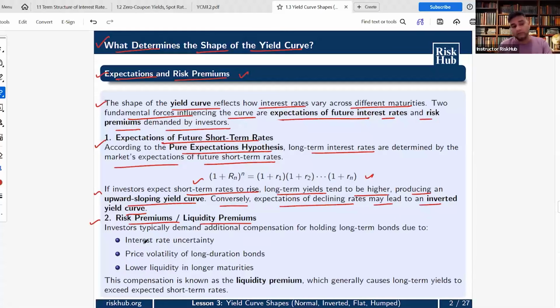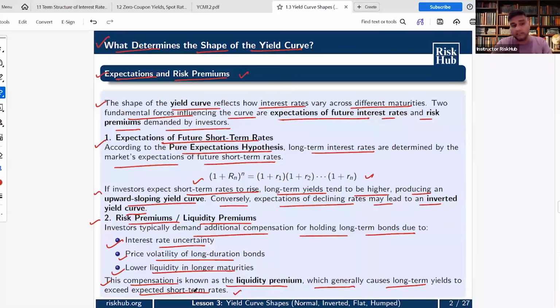Risk premiums, liquidity premiums: investors typically demand additional compensation for holding long-term bonds due to interest rate uncertainty, price volatility of long-duration bonds, and lower liquidity in longer maturities. This compensation is known as liquidity premium, which generally causes long-term yields to exceed short-term rates. So again, what's in this slide? Basically, two forces are named as drivers of curve shape: expectation of future short-term rates, and risk premiums.